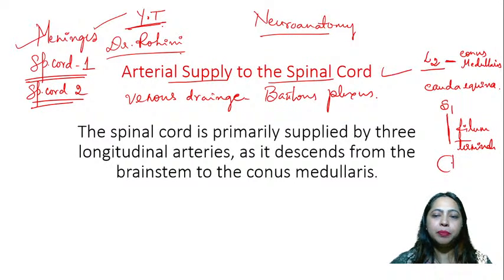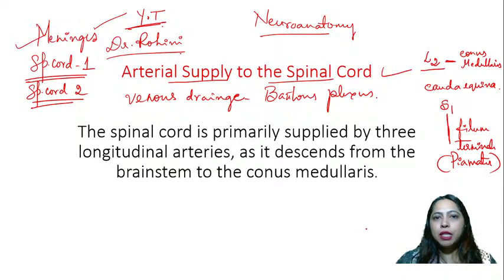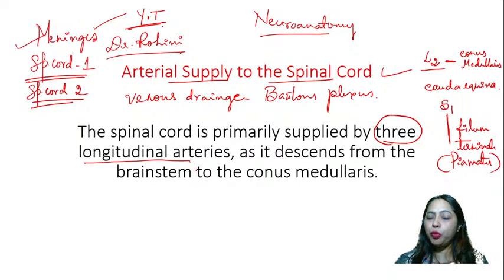And what is filum terminale? That is nothing but the pia mater. So this is what happens to the spinal cord. We'll talk more on this. The spinal cord is mainly supplied by 3 longitudinal arteries. Out of these 3 longitudinal arteries, you have anterior and posterior. We'll see how many anterior and how many posterior, and exactly where they are present. We'll talk about all this.